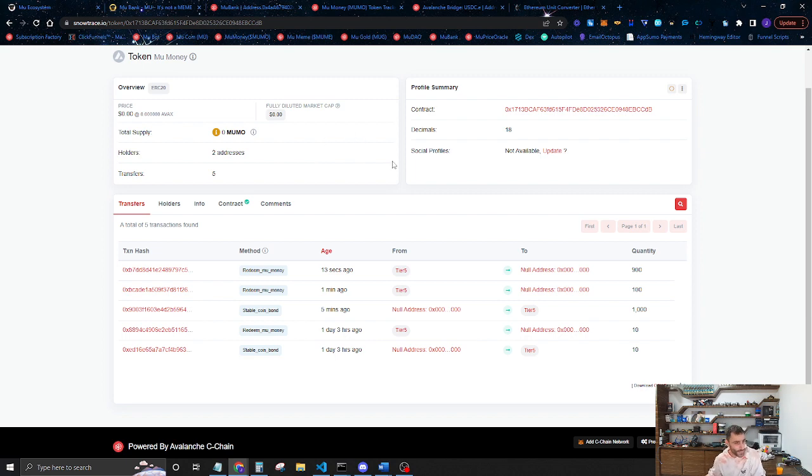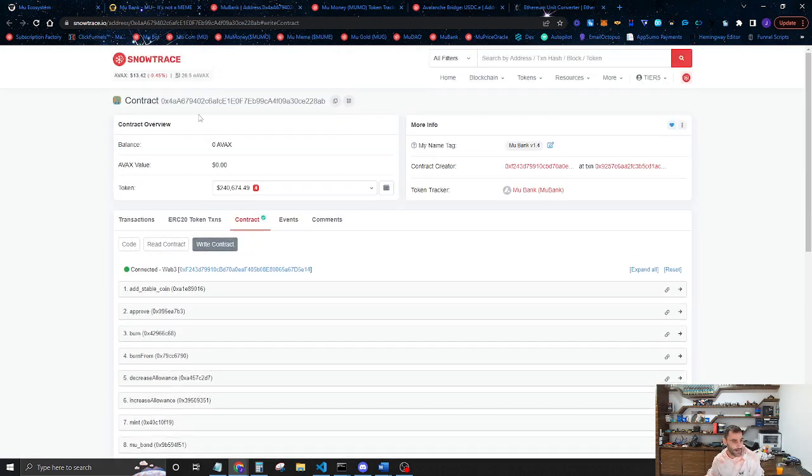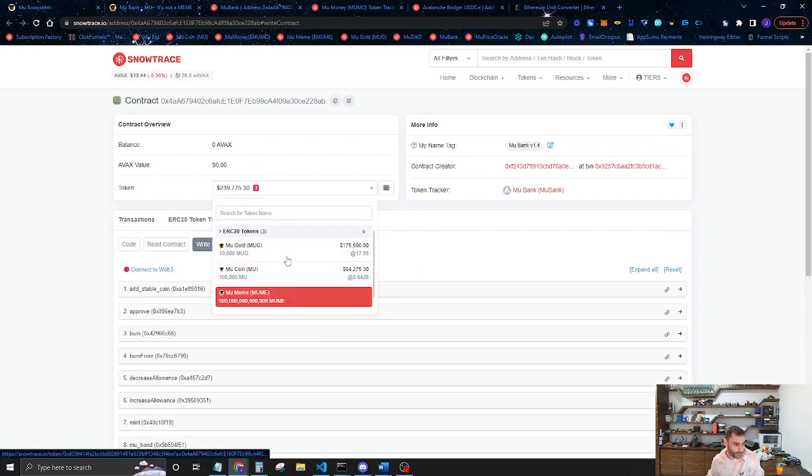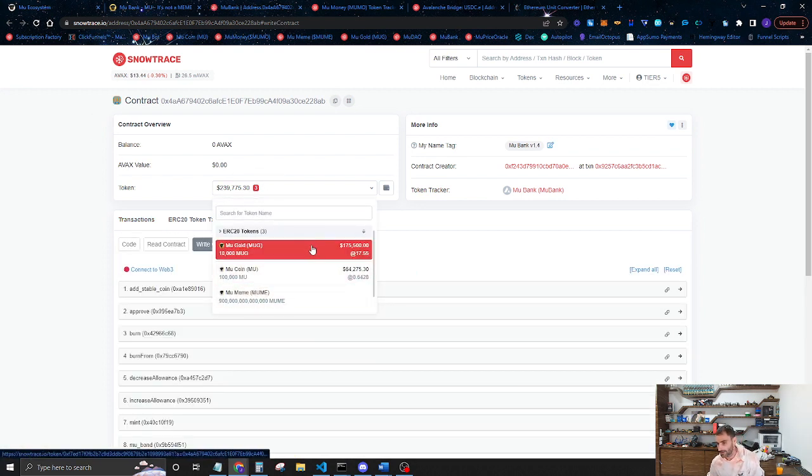All right. So now if we look back over here, we'll be able to see that there's no more USDC in here. So the bank isn't actually holding any stablecoin reserves. And because of that, there's actually no stable coins that have been minted and exist in circulation.